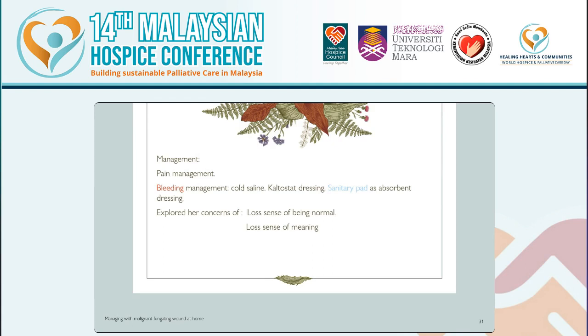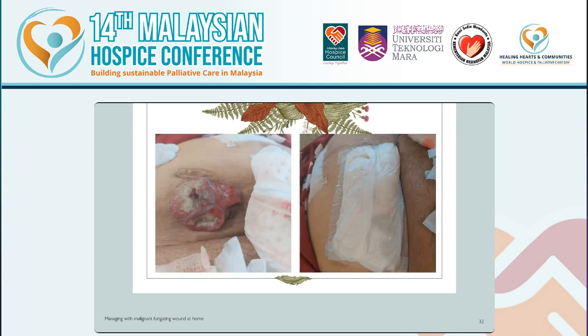So, what I suggested is using a sanitary pad as an absorbent dressing, and we also prevent the blood from oozing out and staining the clothes. This is how it looks after the sanitary pad was applied. The patient was very happy with this method because she now feels that she is back to normal and she is able to pray without the blood staining the clothes.